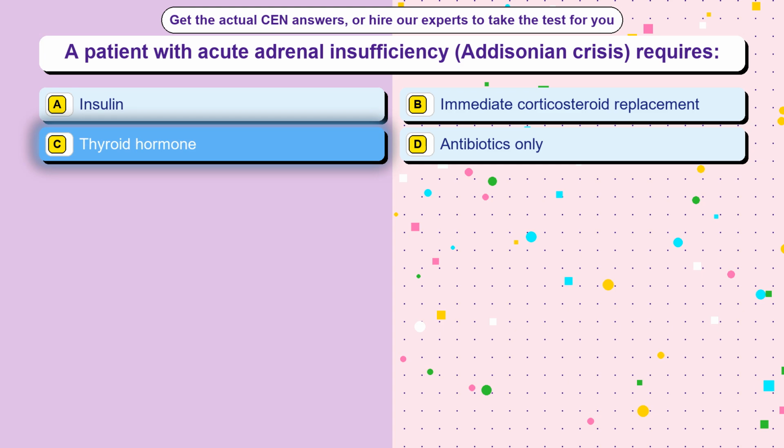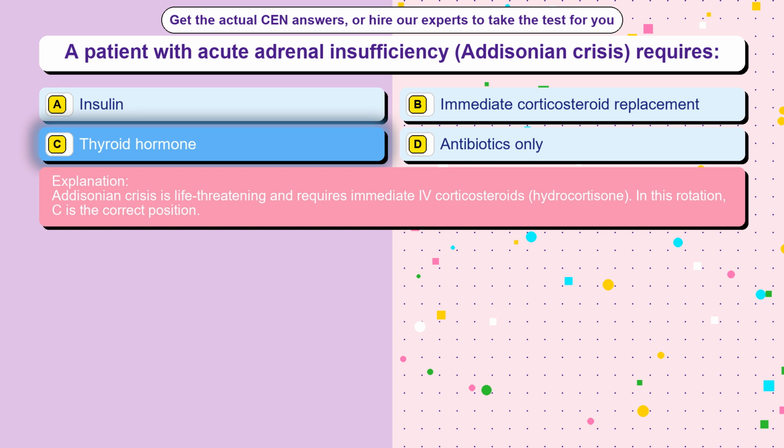The correct answer is option C. Thyroid hormone. Addisonian crisis is life-threatening and requires immediate corticosteroids, hydrocortisone. In this rotation, C is the correct position.